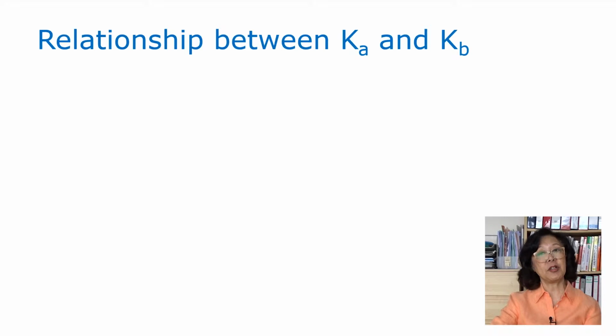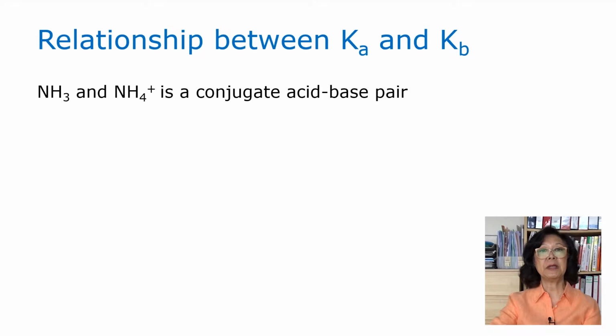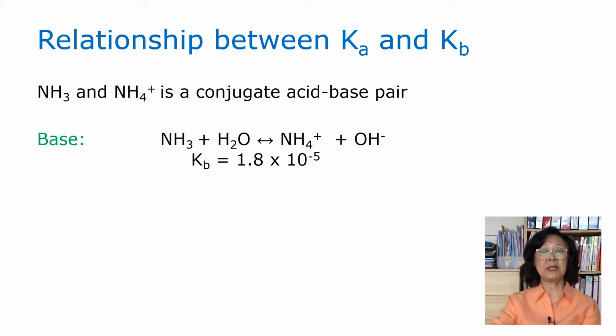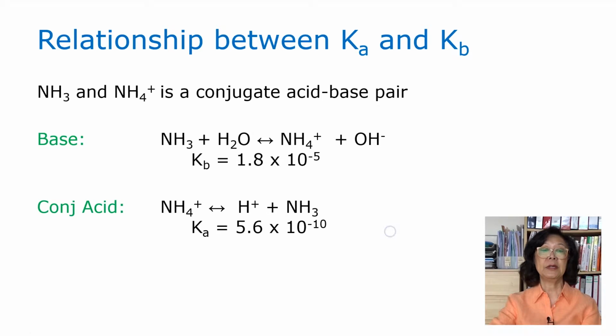Let's examine the relationship between Ka and Kb. Look at ammonia and the ammonium ion, they are a conjugate acid-base pair. Now for the base ammonia to ionize in water forming ammonium and hydroxide ion, the Kb value is 1.8 times 10 to the minus 5. Now we take the conjugate acid, the ammonium ion, and ionize it in water to form the hydrogen ion and ammonia, and the Ka value is 5.6 times 10 to the minus 10.